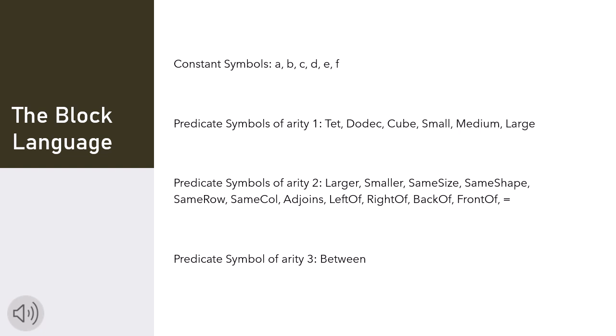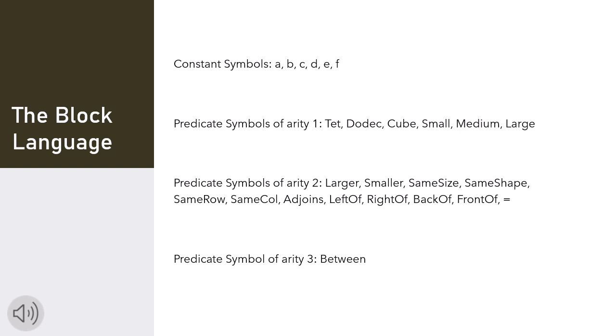For constant symbols, it has 6, just lowercase letters, a, b, c, d, e, and f. For predicate symbols of arity 1, there are 1, 2, 3, 4, 5, 6: tet, dodec, cube, small, medium, and large. There are quite a few predicate symbols of arity 2: larger, smaller, same size, same shape, same row, same column, adjoins, left of, right of, back of, front of. And then, as with all first-order languages, there's the predicate symbol of equality.